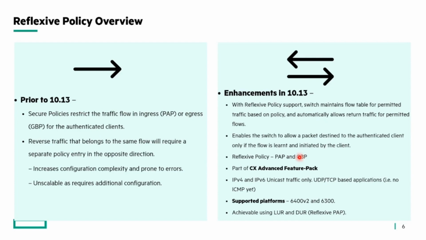Reflexive policy is supported in both secure policies, PAP and GBP, and it is part of the CX Advanced Feature Pack. Currently there is support for TCP and UDP based applications, for both IPv4 and IPv6 traffic. Supported platforms are the 6400 V2 and 6300. It is achievable using LUR, and in the case of reflexive PAP, it can also be achieved using DUR.